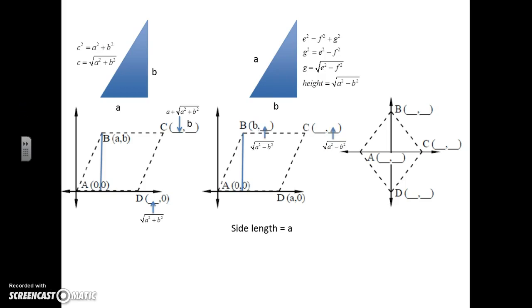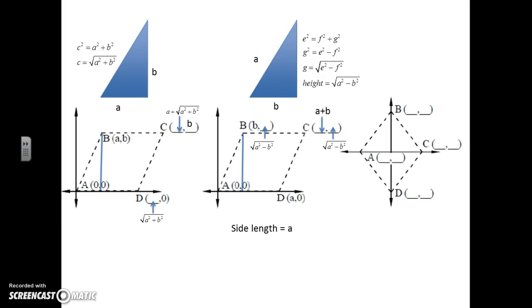Now all I have to do is find the x value for C. Well, I know that that whole side length must be a. And I know that point B starts shifted over b. So my x value for C must be a plus b.